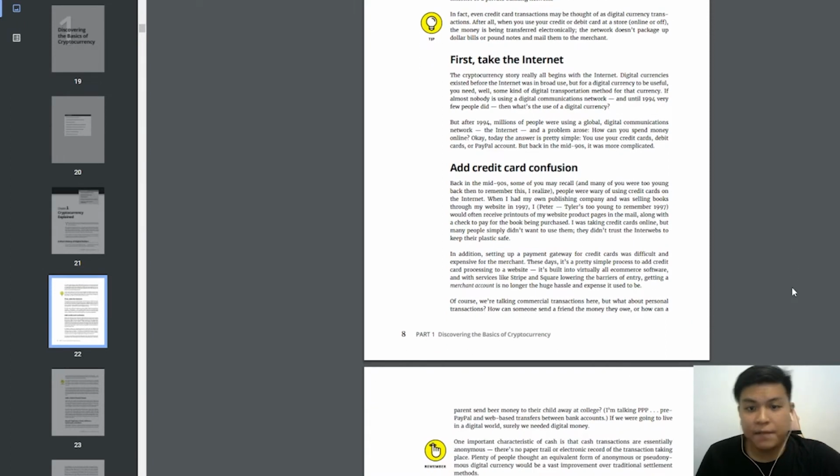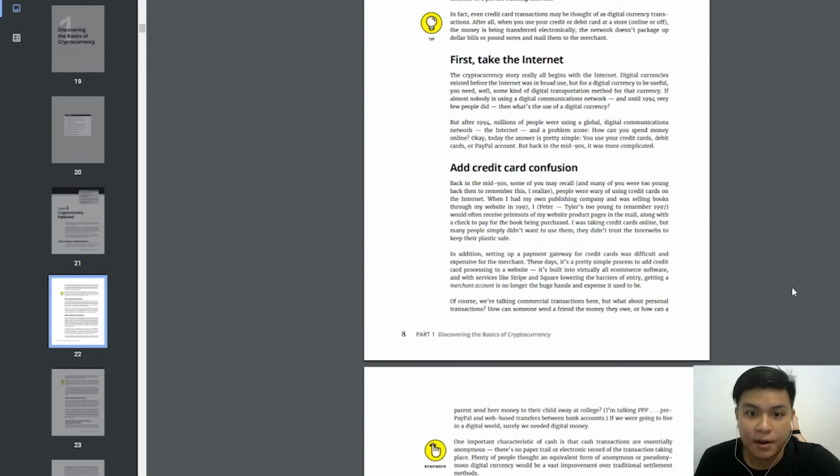But after 1994, millions of people were using a global digital communications network called the internet. And a problem arose. How can you spend money online? Okay, today the answer is pretty simple. You use your credit cards, debit cards, or PayPal account. But back in the mid-90s, it was more complicated.